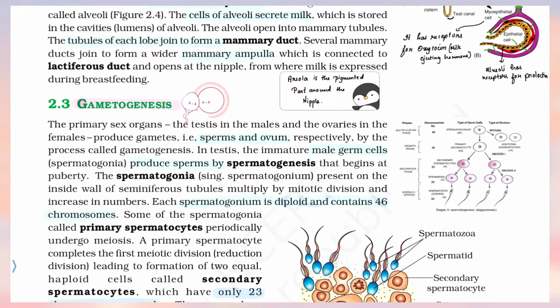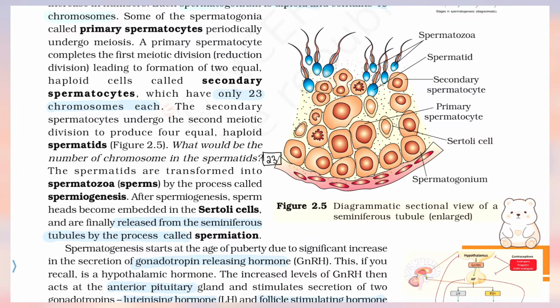Some of the spermatogonia, called primary spermatocytes, periodically undergo meiosis. A primary spermatocyte completes the first meiotic division, the reduction division, leading to formation of 2 equal haploid cells called secondary spermatocytes, which have only 23 chromosomes each. The secondary spermatocytes undergo the second meiotic division to produce 4 equal haploid spermatids. What will be the number of chromosomes in the spermatids? It is 23. The spermatids are transformed into spermatozoa or sperms by the process called spermiogenesis. After spermiogenesis, sperm heads become embedded in the Sertoli cells and are finally released from the seminiferous tubule by the process called spermiation.